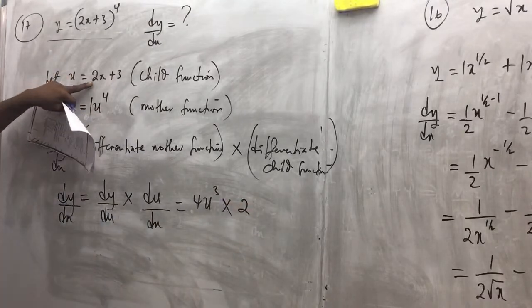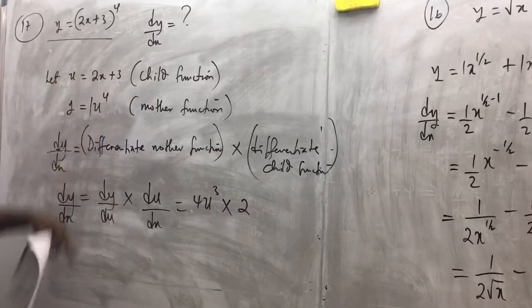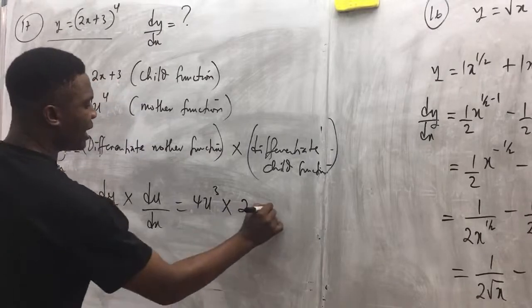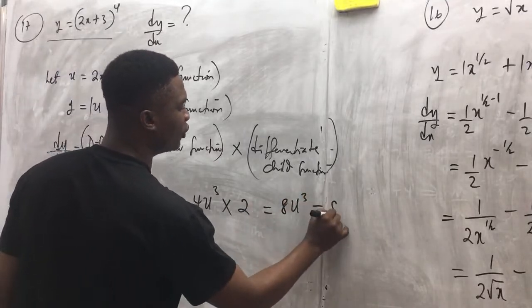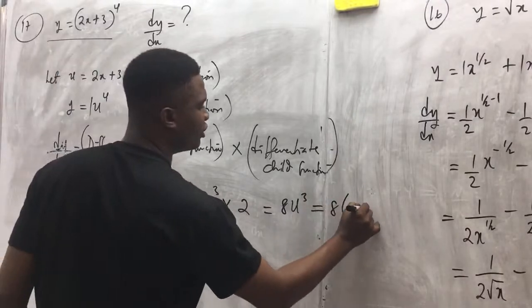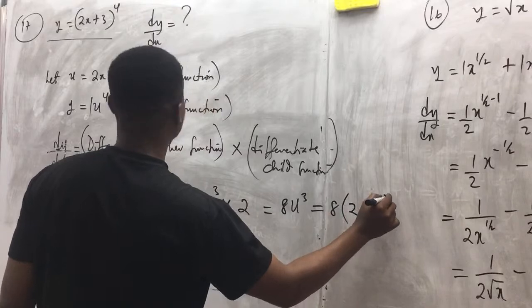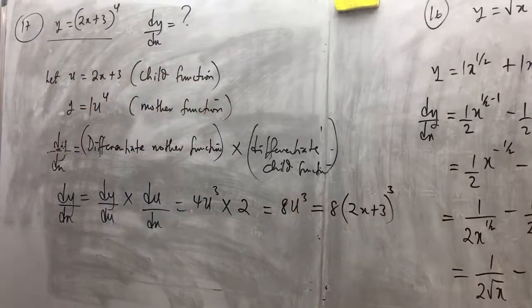Okay, because differentiating 2x gives 2 and differentiating the constant 3 gives 0. So once you get this, you can now write your result as 8u raised to the power 3. And what is u, guys? u is 2x plus 3. So at this point you can reintroduce your child function, all raised to the power 3, and that gives you your result. It's as simple as that.